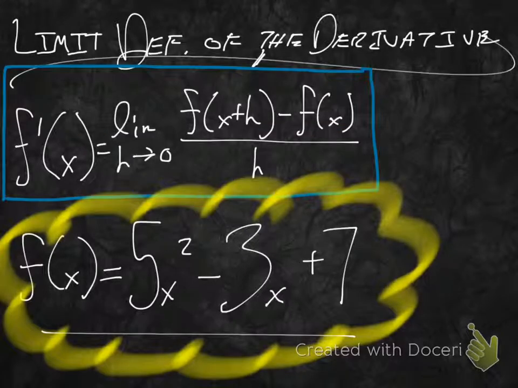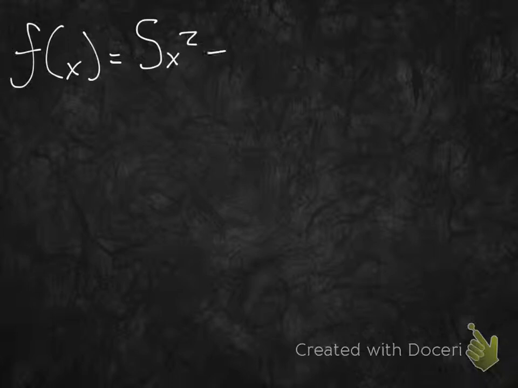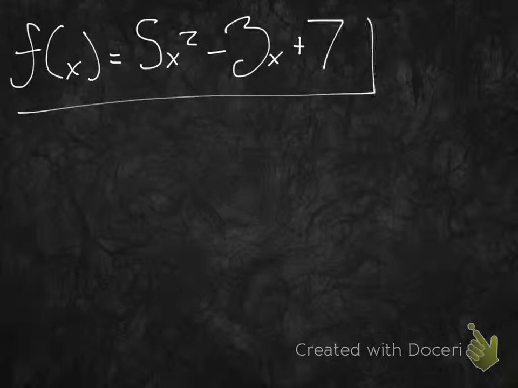Well, look at our initial function. f of x equals 5x squared minus 3x plus 7. So let's get a new page here and write this. f of x equals 5x squared minus 3x plus 7. So this is our function.